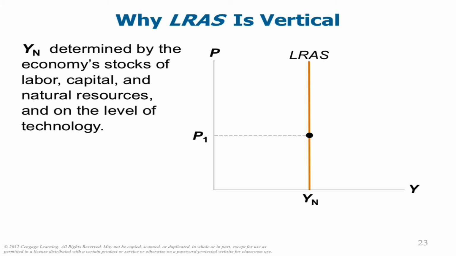So if Y sub N is determined based on capital stocks and labor and natural resources, etc., do any of those change based on the price level? Wait, what's a stock of natural, is it like how much you have? The economy's stocks of labor. So how many people are alive and in the labor market? How much capital is available? How many natural resources do you have?